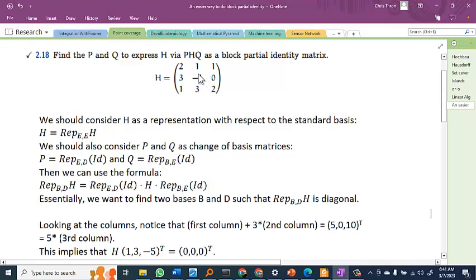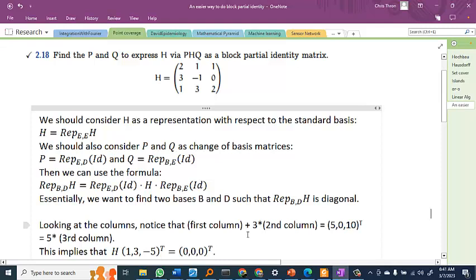And you can notice that the first column plus 3 times the second column is 5 times the third column. Now, how would you notice that? Well, if you wanted to show these columns were linearly dependent, then you'd have to find some combination of these two to give you 0. So that naturally suggests you take the first column plus 3 times the second column, and that will give you a 0 here. And it turns out to give you a 5 up here and a 10 down here. So we had the first column plus 3 times the second column is 5 times the third column.